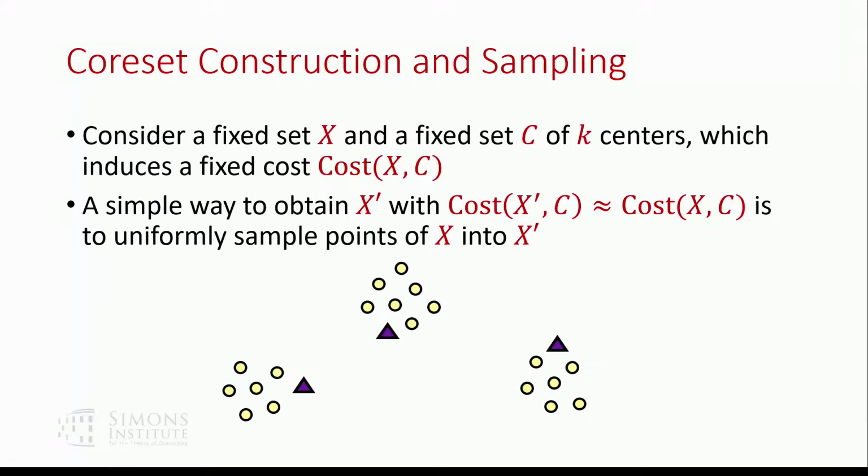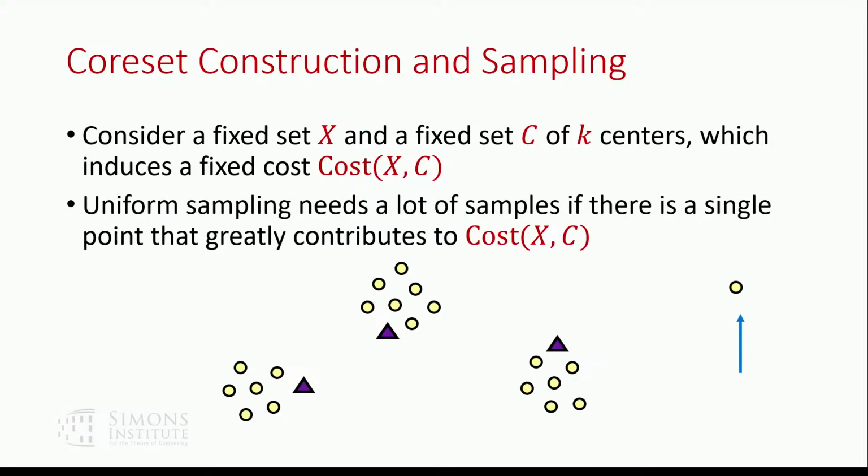OK, so a simple way to obtain X prime is just to uniformly sample points of X into X prime. So we get a subset of points afterwards. That will have the right expectation. Depending on the number of samples you take, that could have really high variance. And indeed, if there's a point out here, this is going to contribute most of the cost to this clustering, because each of these points is not going to contribute that much cost. So unless we sample this point, we're not going to get a good approximation of this fixed cost.